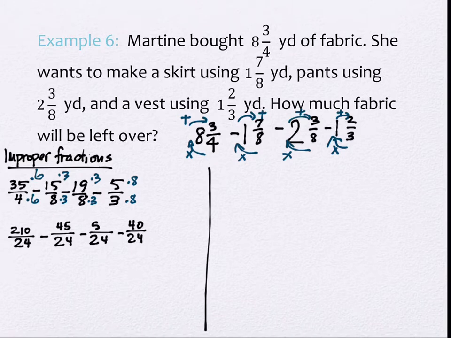So all the denominators match, which means I can use the single denominator of 24, and I can combine all the numerators. So I can do 210 minus 45. Hang on. I think I missed something. What was the 19 times 3? Was it 57? I think it got deleted when I shifted. 57, and then minus 40. All right, so what is 210 minus 45 minus 57 minus 40? 68. 68 over 24 will reduce. What do they both divide by?